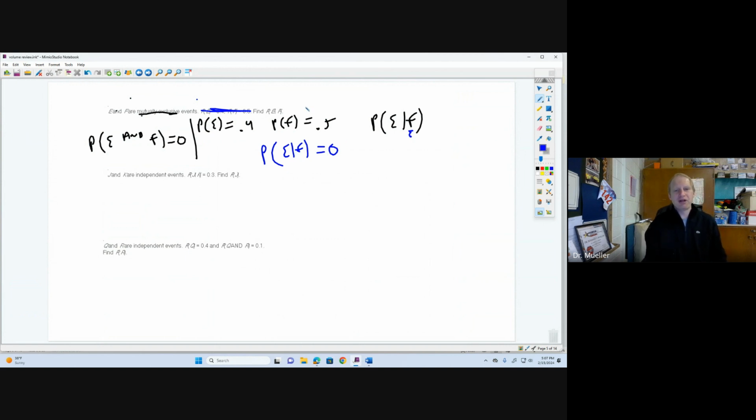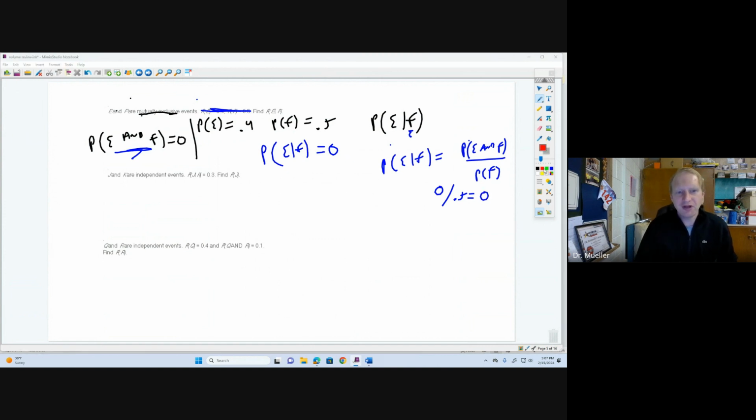Now, if we use the formula that you learned in class, the probability of E given F would equal the probability of E and F divided by the probability of F. Because it's mutually exclusive, we know the probability of E and F is 0. So we have 0 on top divided by the probability of F, which was 0.5, and 0 divided by anything is 0. So that one's just 0. All right, let's take a look at the second one.